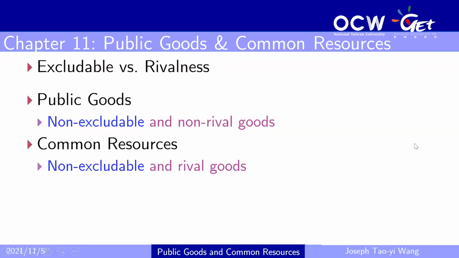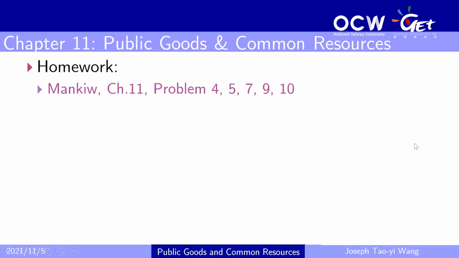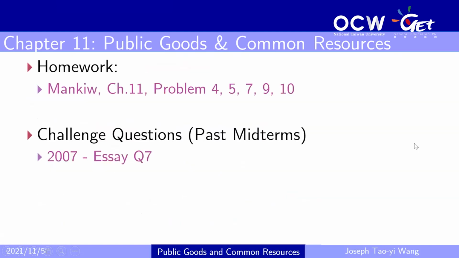And the key issue is non-excludability, so you have this market failure. And of course, the foundation of this is that we don't know who owns it. Nobody owns the elephants that are running around. Nobody owns clean air or clean water, and that's the problem. So here's the homework from the textbook, and here are the past midterm questions.